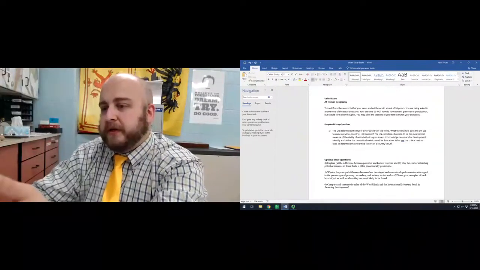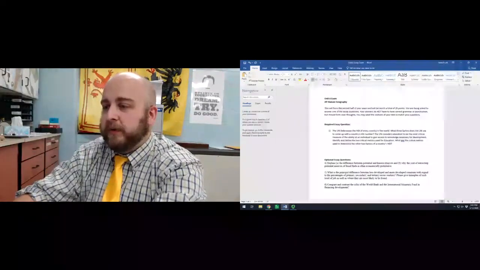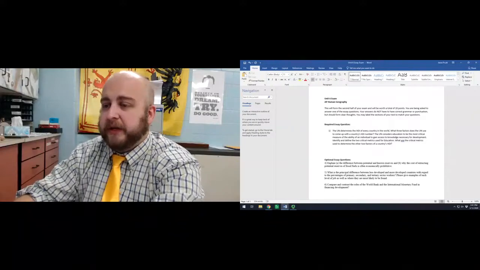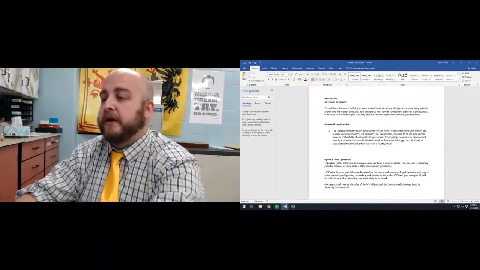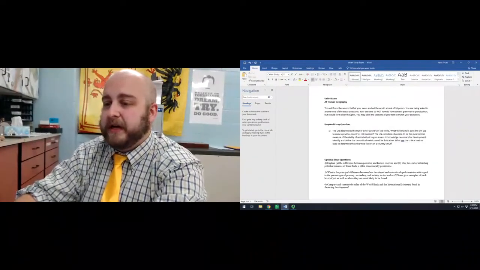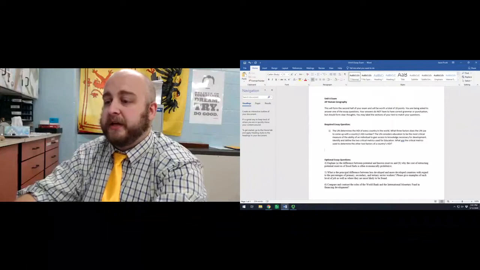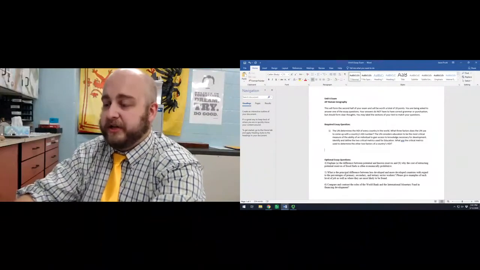So it's the UN determines the HDI of every country in the world. What three factors does the UN use to come up with a country's HDI number? The UN considers education to be the most critical measure of the ability of an individual to gain access to knowledge necessary for development. Identify and define two critical metrics used for education. What are the critical metrics used to determine the other two factors of a country's HDI?